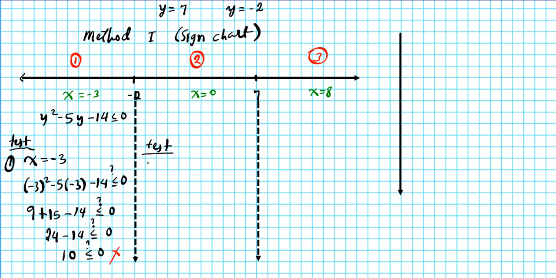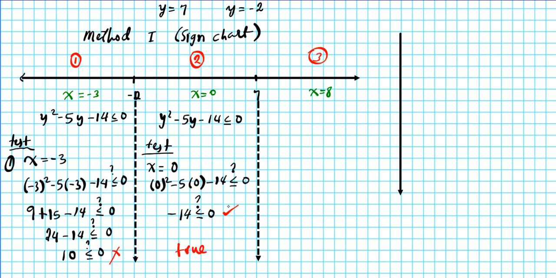We're going to be using x equals 0 here. This should be easy. So we're plugging it into the same inequality, x squared minus 5x minus 14. So the question is, 0 squared minus 5 times 0 minus 14, is it less than or equal to 0? If you simplify this, you have -14. Is -14 less than or equal to 0? Absolutely, this is true.